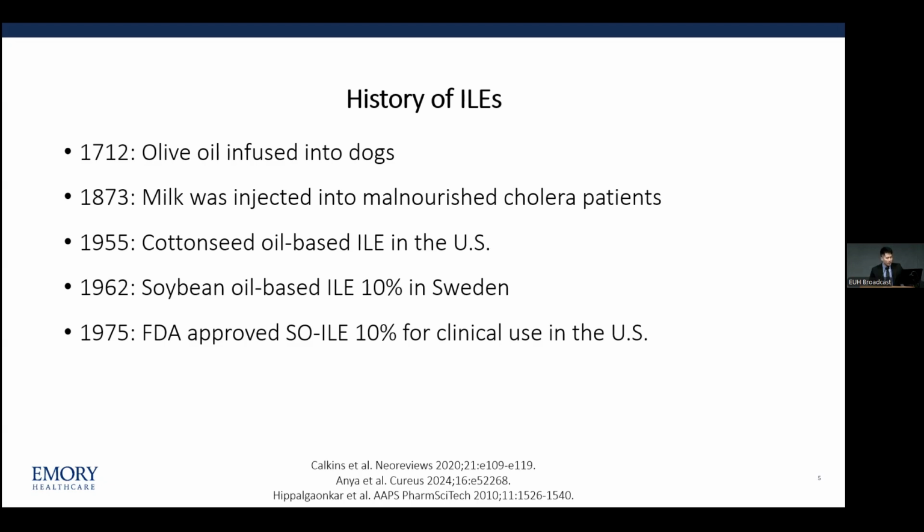In 1955, cottonseed oil was introduced in the US, but it was withdrawn several years later due to severe side effects, including fever, jaundice, chill, vomiting, and bleeding. After several years of trial and error, in 1962, a Swedish physician and nutrition researcher found that soybean emulsion, when mixed with egg phospholipid used as an emulsifying agent, can be safely infused into patients. And finally, in 1975, the first soybean emulsion was approved for clinical use in the US.